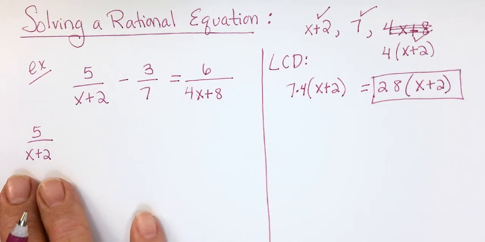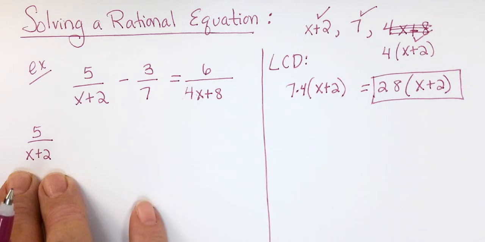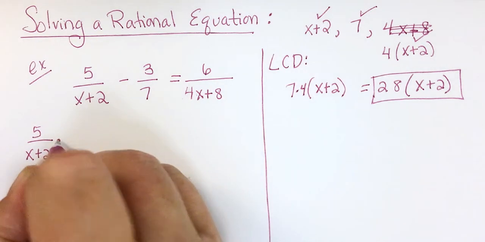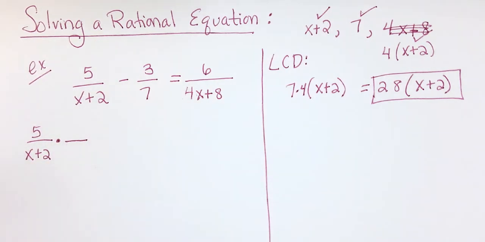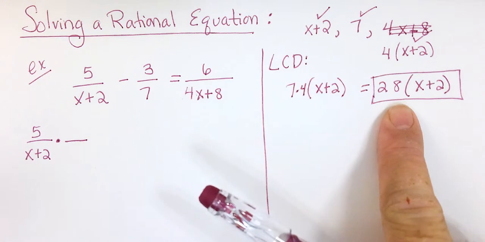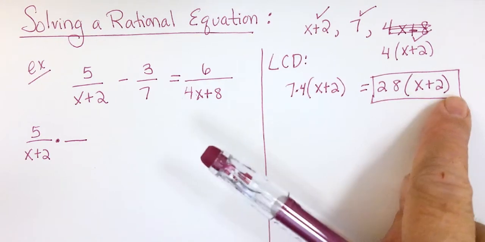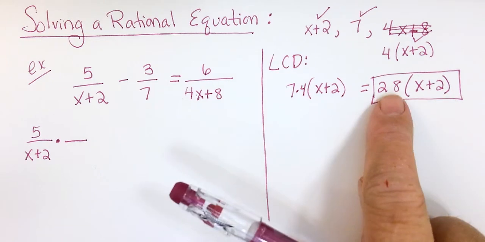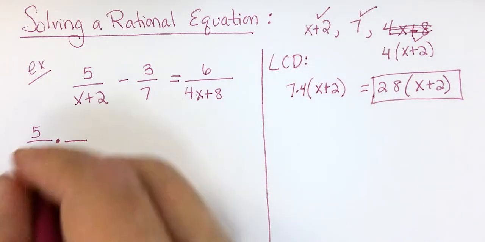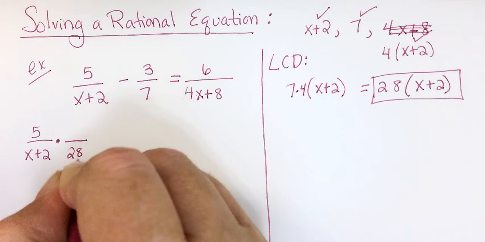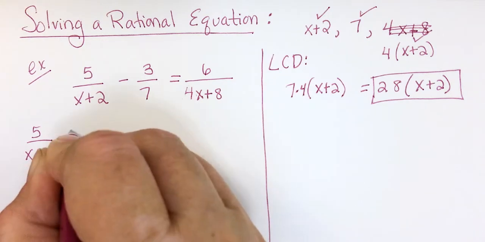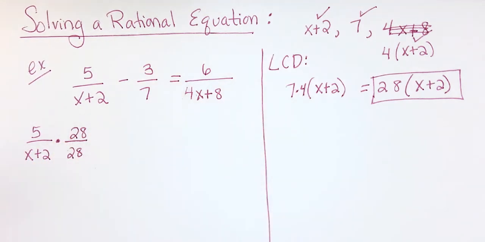This current term has x plus 2 in it. So my question would be, what would I need to multiply this x plus 2 by to get our LCD of 28 times x plus 2? And you can see it already has an x plus 2, but I really need this 28. So I'm going to multiply by 28. And if I do that on the bottom, I need to do it on the top. Okay? Let's go to the next term.